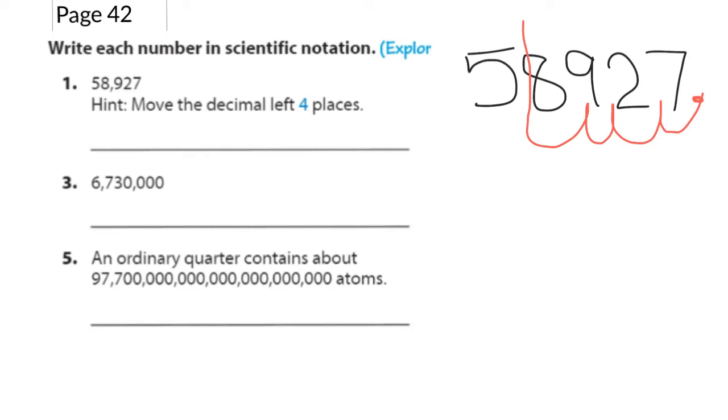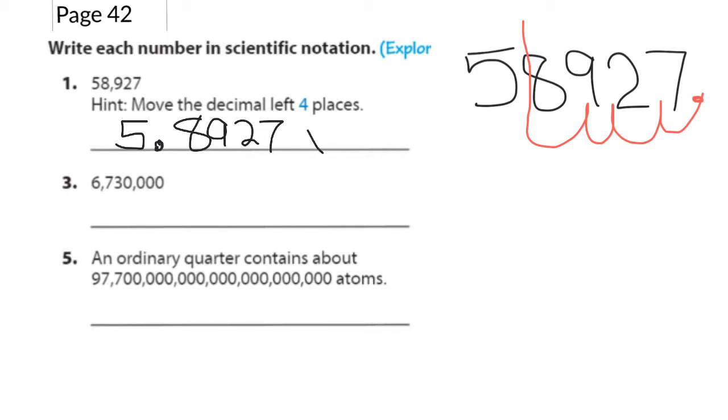By moving over 4 spaces, I leave one number out in front, just one digit, and it has to be 1 or higher, but of course less than 10, because 10 is 2 digits. 5 is higher than 1 and less than 10, so 5 will work. So for my answer, I'm going to do 5 decimal point 8,927. Those are all significant digits. The only digits I'm allowed to drop is if I had any zeros on the far end.